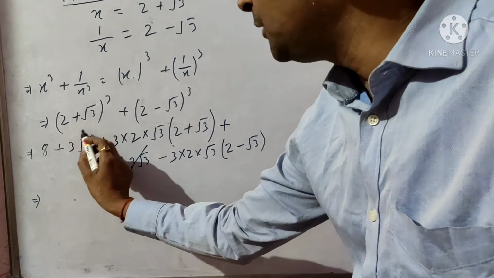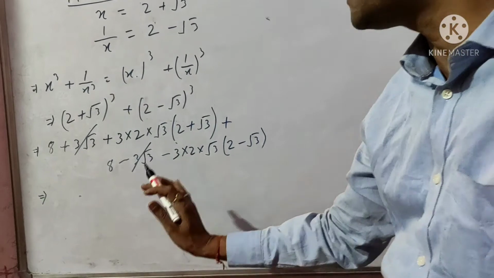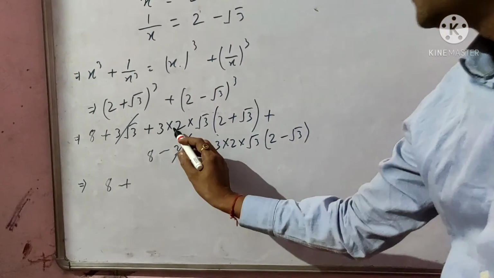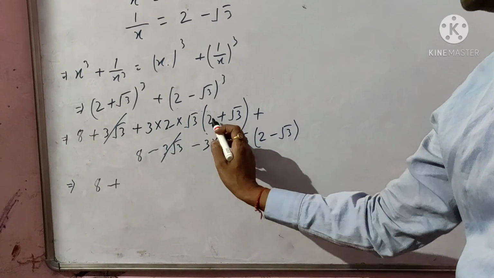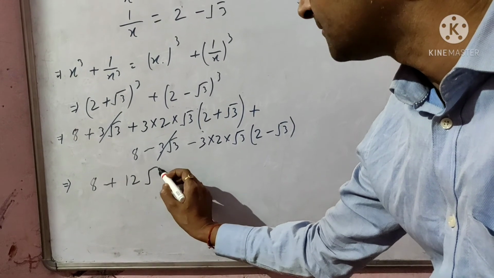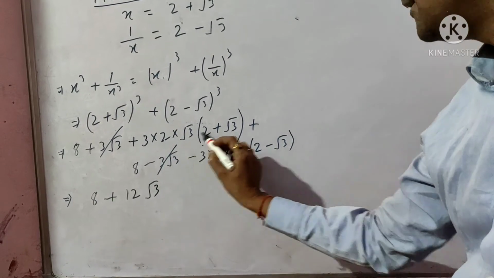here the second value and second value, because this is the positive and this is the negative, so positive negative is cancelled. So we can write here 8 plus 3 into 2 into root 3, 6 root 3 into 2. So we can write 6 into 2 is equal to 12 root 3. And this value multiply here.